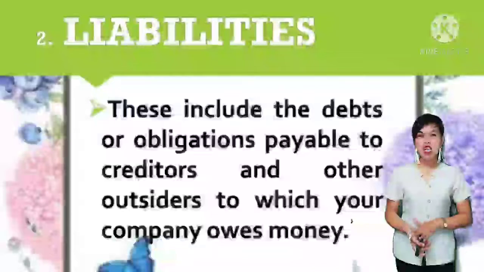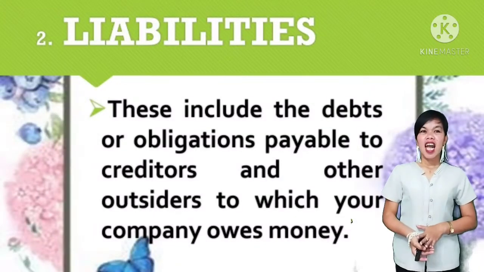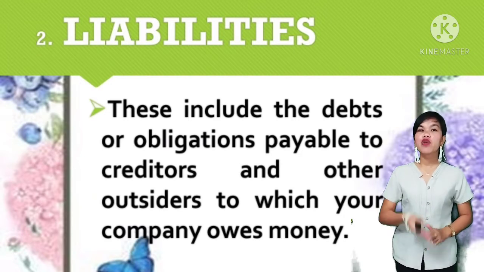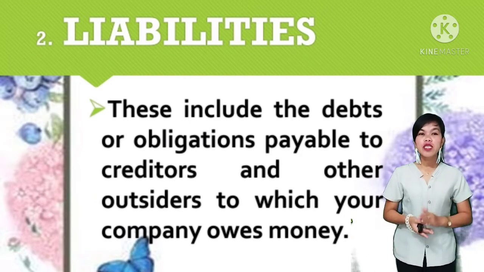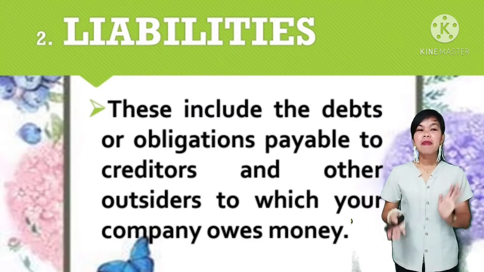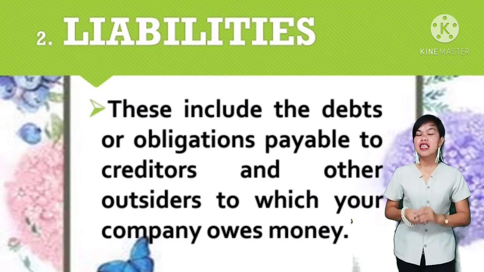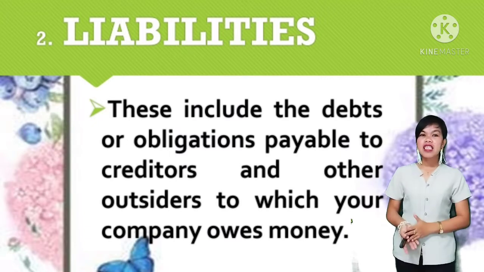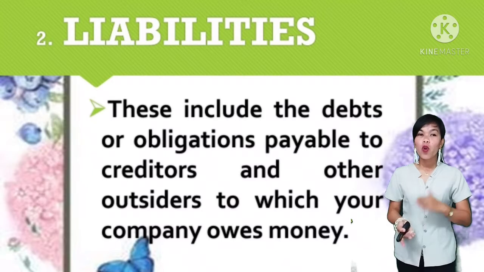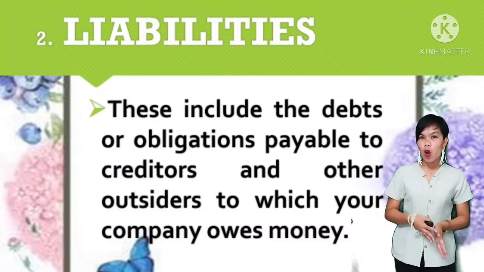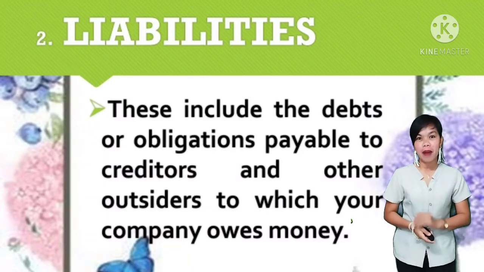Second type of major account: liabilities. These include the debts or obligations payable to creditors and other outsiders to which your company owes money. Liabilities are one of the three ways in which a business can acquire funding. Sa madaling salita po, ang liabilities po ay obligations, utang at bayarin ng company o business sa ibang tao or ibang negosyante or ibang company.